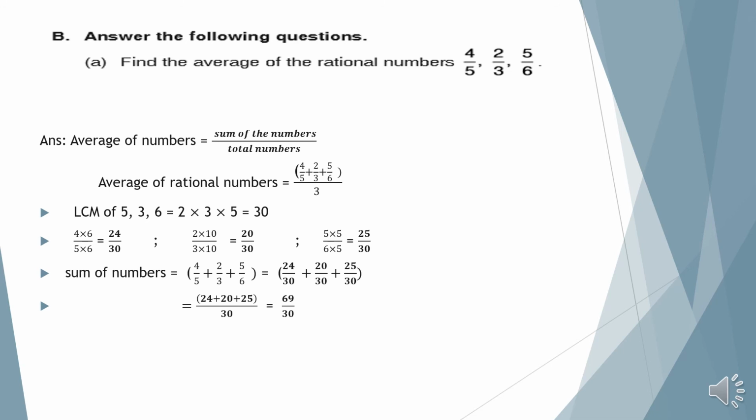Now, we will find the average of the rational numbers, which is equal to 69 upon 30 divided by 3, which gives us 69 upon 30 multiplied by 1 upon 3. Division will change into multiplication by 1 upon 3, which gives us 23 upon 30. Please rewrite it. The answer is 23 upon 30.